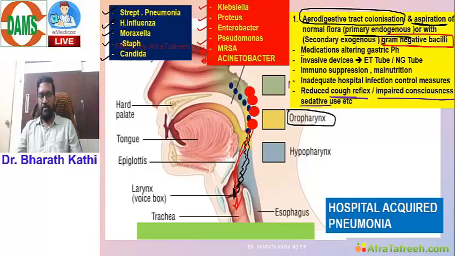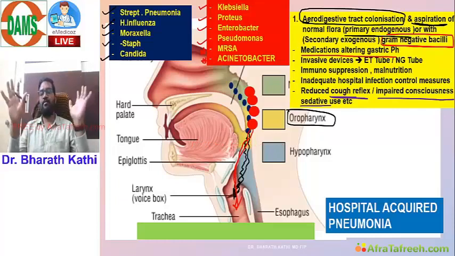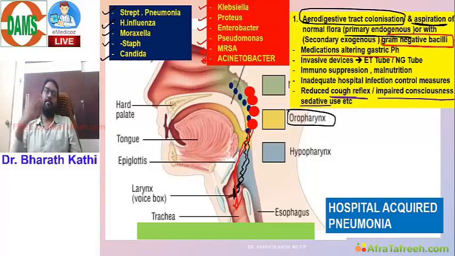So apart from this, these patients might be using drugs which will alter the gastric pH. Normally gastric pH should be low so that no bacteria will grow. Now once the gastric pH increases, what will happen? There will be a lot of organisms growing within the gastrointestinal tract. So these organisms can reach the oropharynx. From there, organisms can get aspirated into the lung.